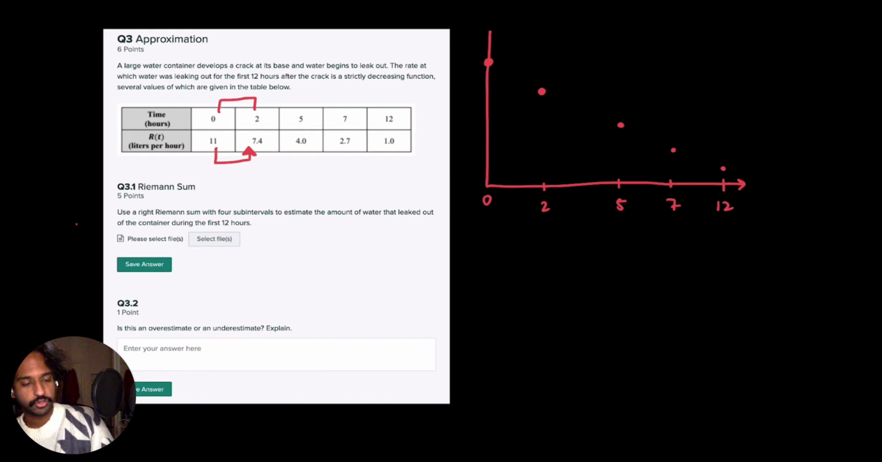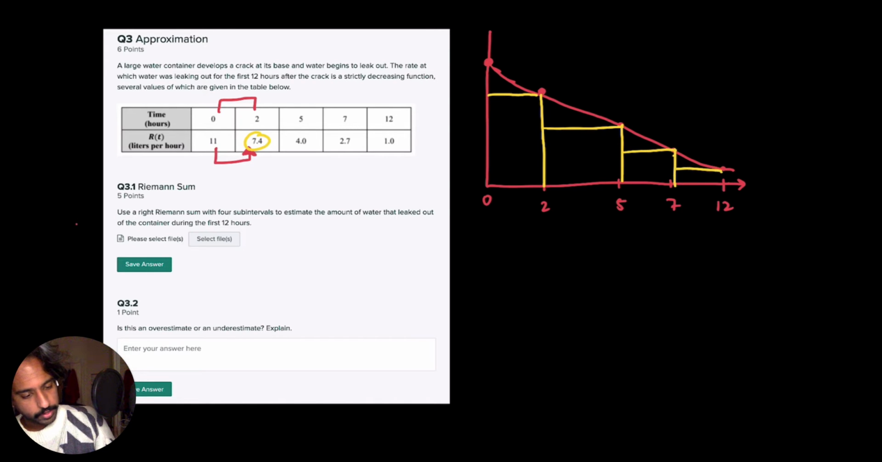I can try to pretend like I know what this line looks like. I'll draw that in red. Maybe it looks something like that. That looks linear, but we know it's not perfect. So we're told to do a right Riemann sum. And I'll do this in yellow. So we're going to focus on those heights. So there we go. There's my first rectangle. My second rectangle. My third rectangle. And my final rectangle.